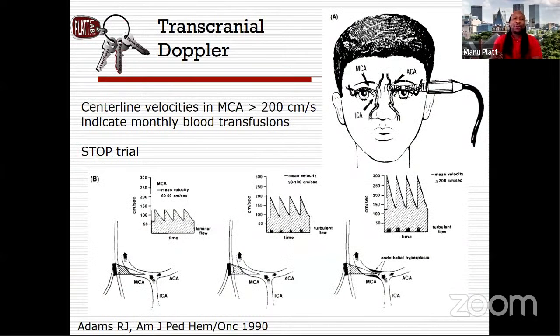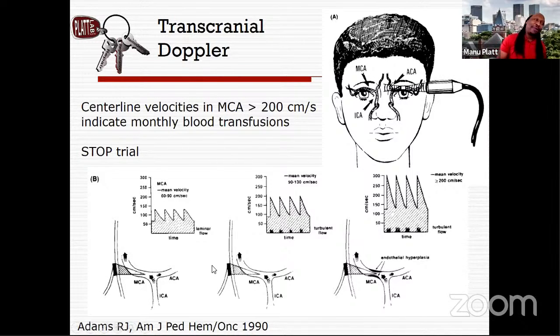But clinically, they've been able to identify which children are at greatest risk for stroke using transcranial Doppler. This is where the engineering comes back into play, where they can monitor middle cerebral artery centerline velocities. And if it is higher than 200 centimeters per second, these children are indicated to be put on monthly blood transfusions. That's the current state of the art if a child is at risk for stroke. Monthly blood transfusions, that's what they do, right?